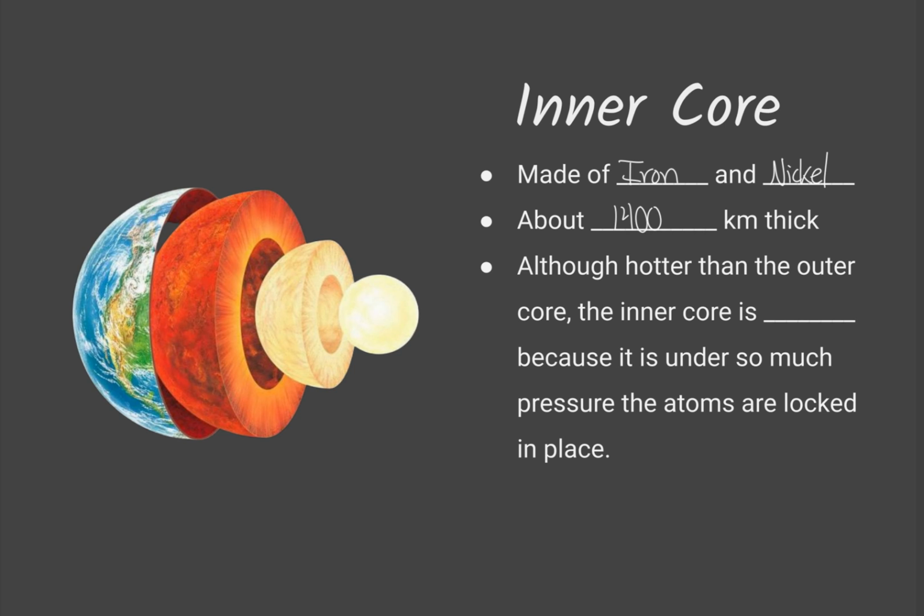And even though it's hotter than the outer core, it is under so much pressure. The inner core has so much pressure from the weight of the Earth above it that it is still a solid. It is not a liquid. This layer is solid because it's under so much pressure that those atoms are locked in place. If you remember back to our unit on atoms and solids, liquids and gases, in solids the atoms can't move around freely. They just vibrate back and forth in place. And it's the pressure of all of these layers, so the crust, the mantle, and the outer core, that pressure pushes down on the inner core and locks those atoms in place, keeping it a solid.